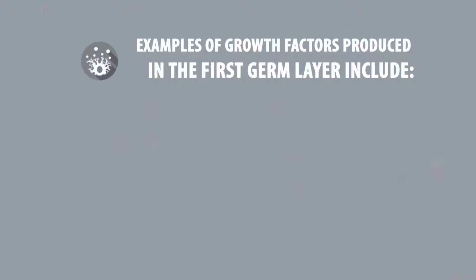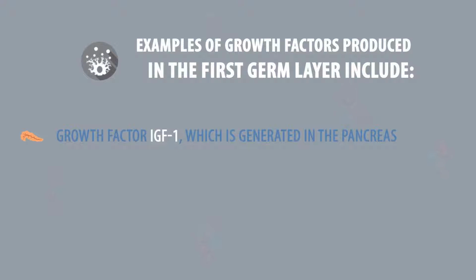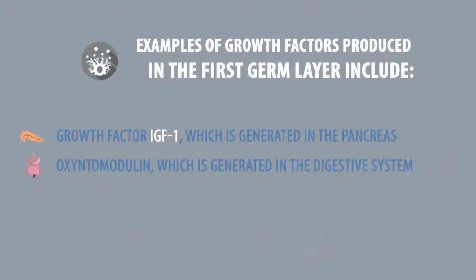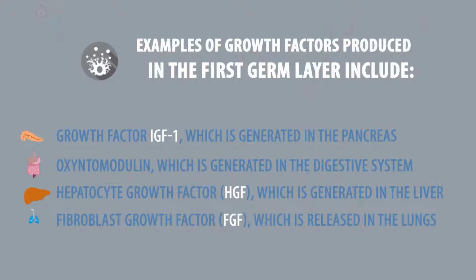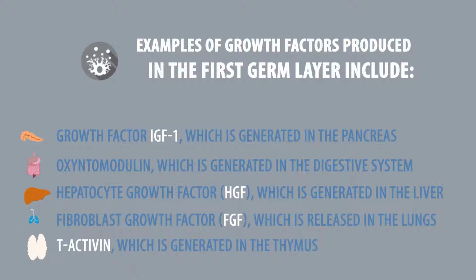Examples of growth factors produced in the first germ layer include growth factor IGF-1, which is generated in the pancreas, oxyntomodulin, which is generated in the digestive system, hepatocyte growth factor, or HGF, which is generated in the liver, fibroblast growth factor, or FGF, which is released in the lungs, T-activin, which is generated in the thymus.